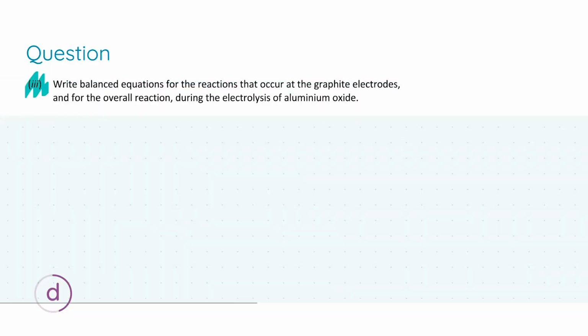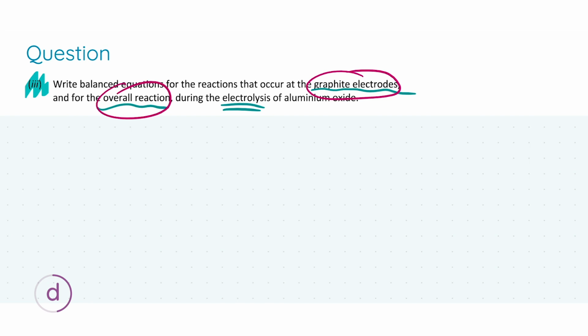In part 3, we were asked to write the balanced equations for the reactions that occur at the graphite electrodes and for the overall reaction during the electrolysis of aluminium oxide. This means that we're going to have 2 reactions here for the graphite electrodes, 1 at each electrode, so we're going to have 2 half reactions, and we're also going to have an overall reaction happening, so we're going to have a total of 3 chemical equations written down.